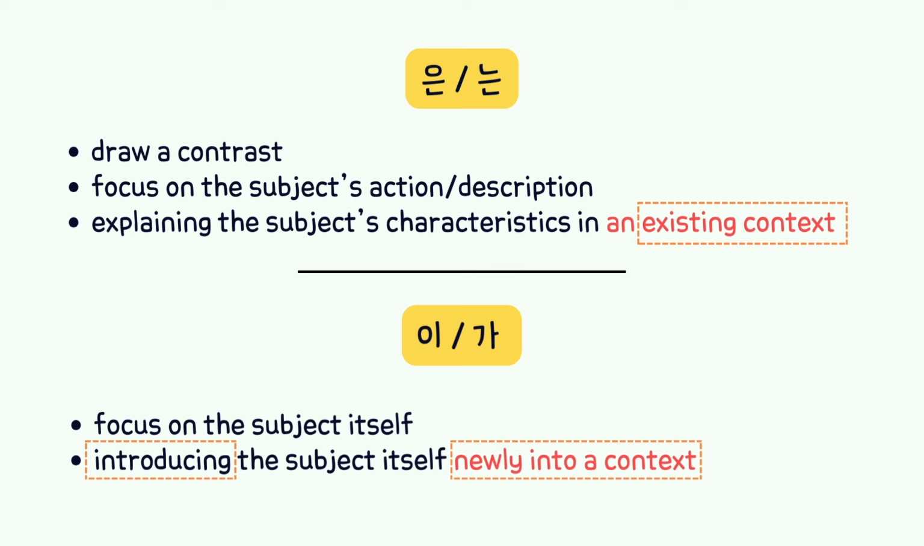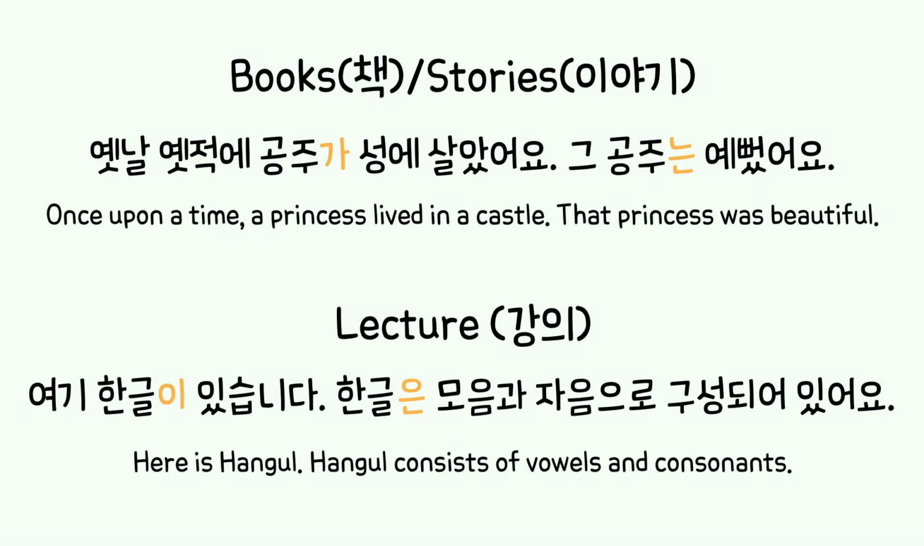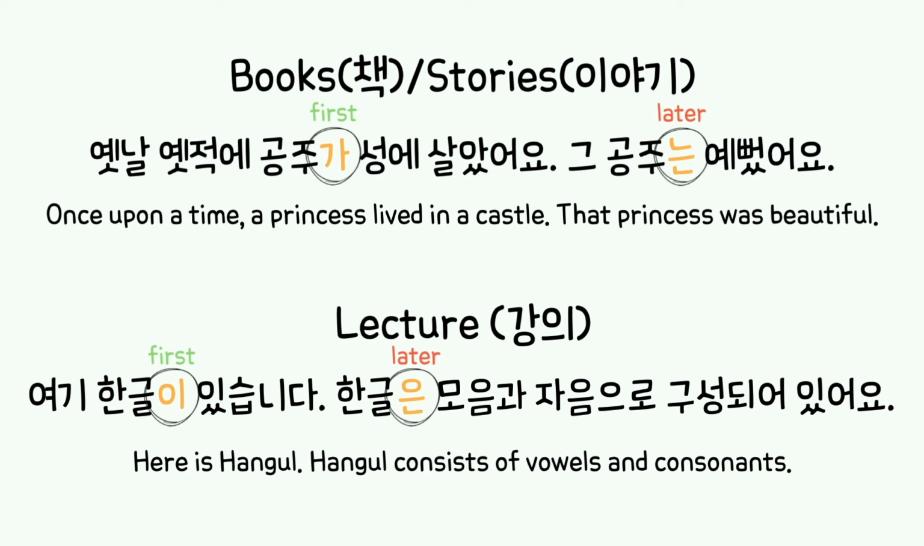Like I said 100 times already, 는 is for explaining the subject's characteristics in an existing context, and 이가 is for introducing the subject into a new context. You will often see this pattern where 이가 is used first, and then 는 is used later, especially in explanatory context. The first 이가 is used to introduce the subject into a new context, and then, when you explain more about the subject's characteristics or actions, you use 는. The example on the screen is a perfect case.